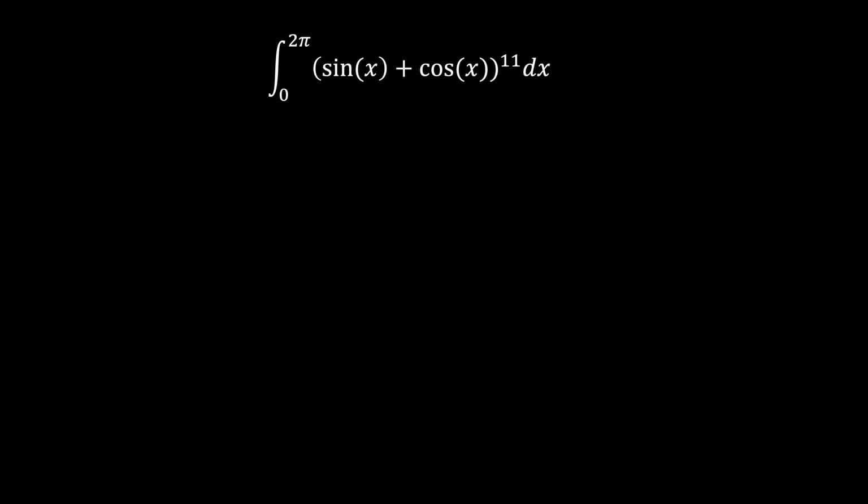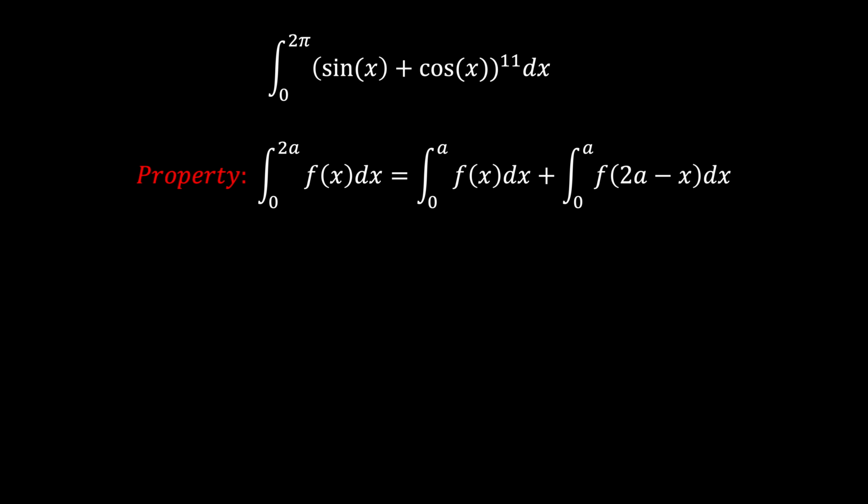So whenever you have a definite integration with a trigonometric function, you need to try this: look into the properties of definite integration, because most definite integration problems are focused on understanding those properties. One of the properties is that when you have the integral of f of x from 0 to 2a, you can split it into two parts: one going from 0 to a with f of x, and another going from 0 to a with f of 2a minus x.